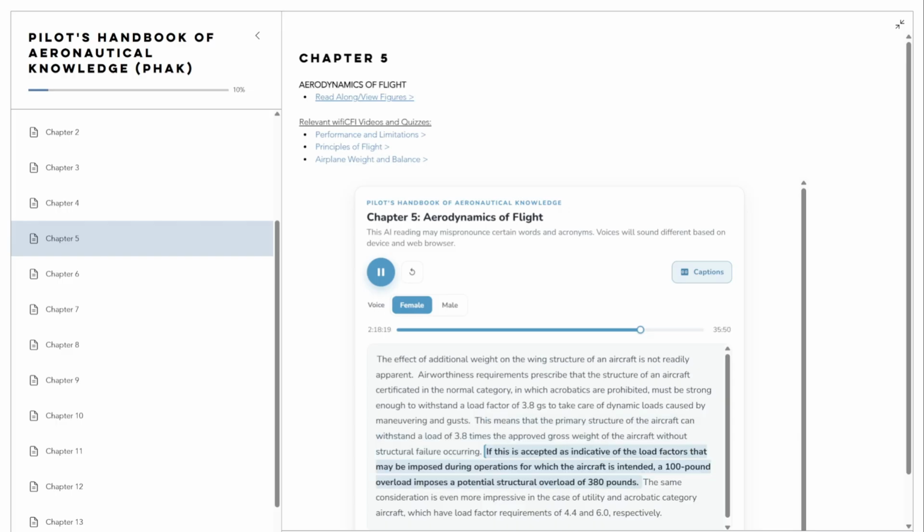If this is accepted as indicative of the load factors that may be imposed during operations for which the aircraft is intended, a 100-pound overload imposes a potential structural overload of 380 pounds. The same consideration is even more impressive in the case of utility and acrobatic category aircraft, which have load factor requirements of 4.4 and 6.0, respectively.